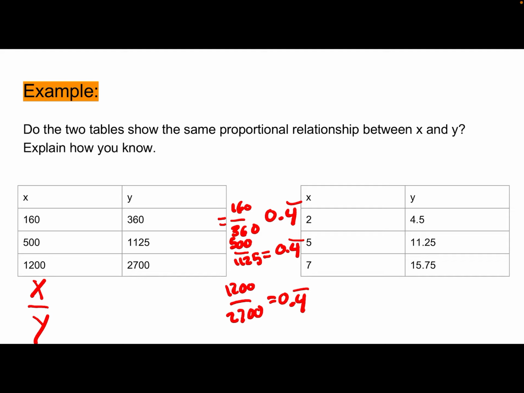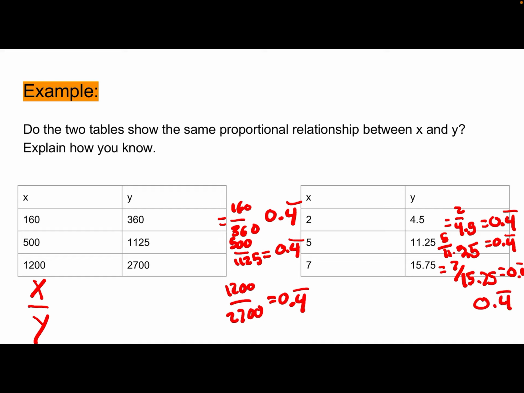So now we have, on our first one here, 2 divided by 4.5, and 2 divided by 4.5 equals 0.4 repeating. So we're off to a good start. Next, we have 5 divided by 11.25, and that is again 0.4 repeating. And then lastly, we have 7 divided by 15.75, which equals 0.4 repeating. All right, so let's go back to our original question.